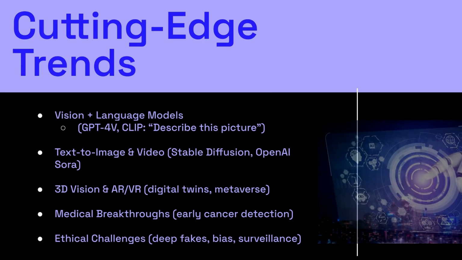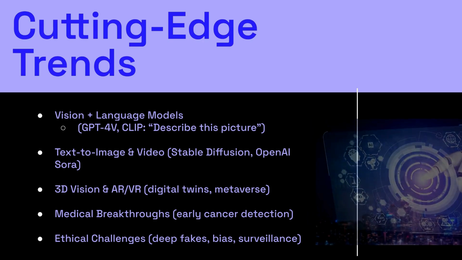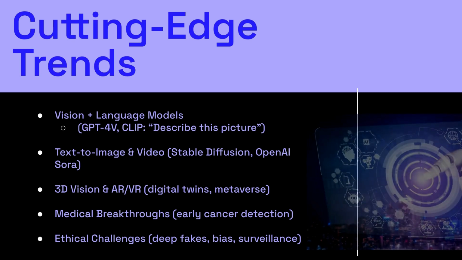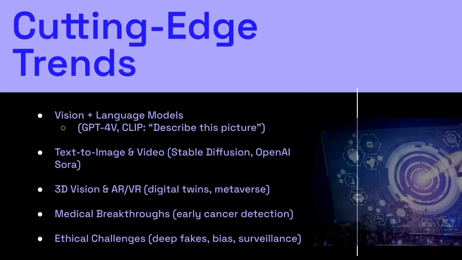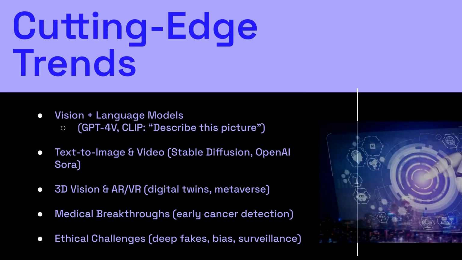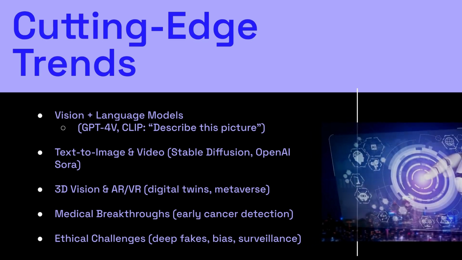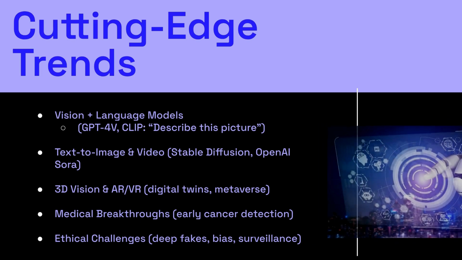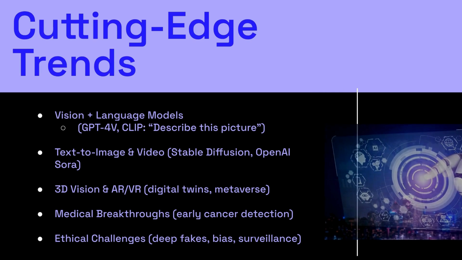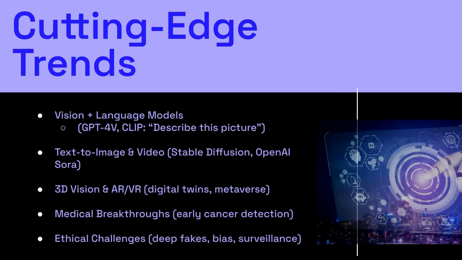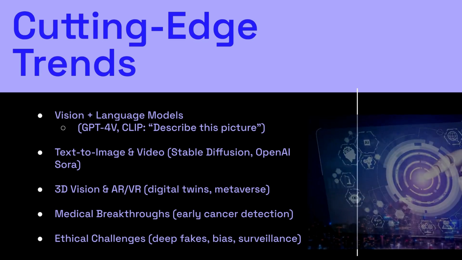Fourth is medical breakthroughs. In healthcare, computer vision is saving lives. AI models can detect diseases earlier and more accurately than ever: cancers, diabetic retinopathy, pneumonia, or bone fractures. They can analyze X-rays or MRI scans pixel by pixel and highlight anomalies for doctors. This isn't about replacing doctors, it's about giving them supervision.